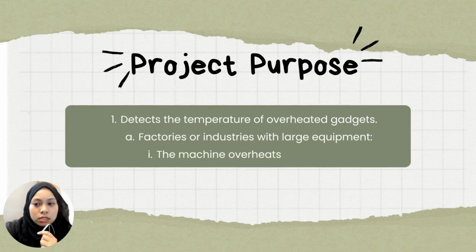And the last one is the project purpose. So basically it detects the temperature of overheated gadgets, such as in factories or industry with large equipment, where it is critical to take action if the machine overheats.